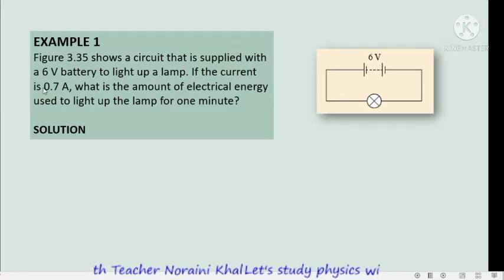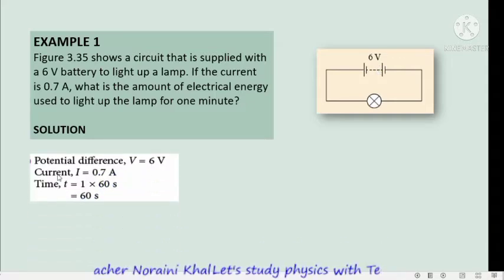So let's look at some examples. Example 1, Figure 3.35 shows a circuit that is supplied with a 6-volt battery to light up a lamp. If the current is 0.7 ampere, what is the amount of electrical energy used to light up the lamp for 1 minute? Okay, first of all, if you look at the circuit here, we have a bulb connected to a 6 volt power supply or battery.